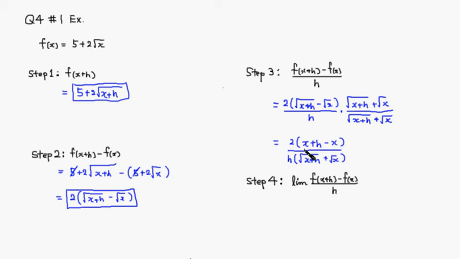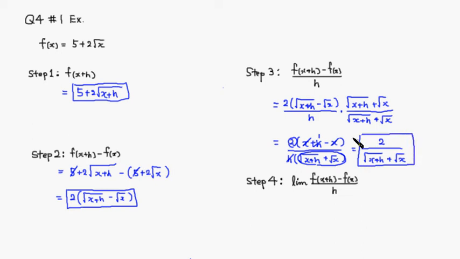Then you see that x minus x cancel out. And there's h on the bottom, so you can cancel those. What's left is 2 on top, so it's 2 over square root of x plus h plus square root of x. So that's step 3.